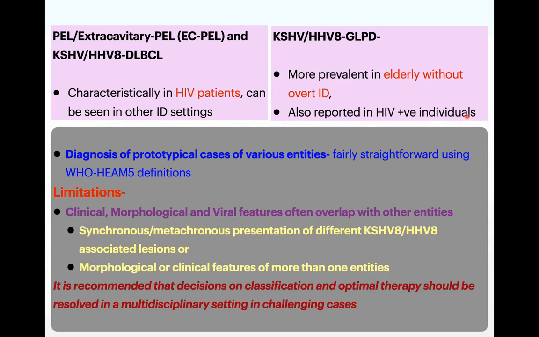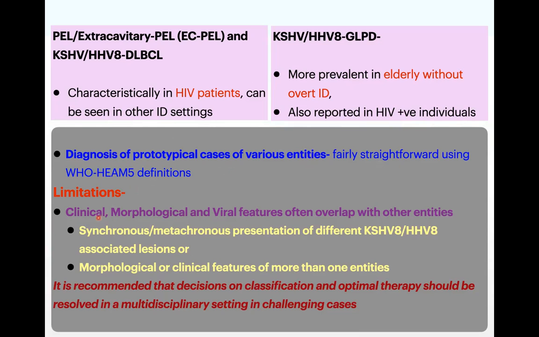So this category itself is a little bit confusing in the classification. I'll come to it when I describe the lymphoma and lymphoid proliferation associated with immunodeficiency. But just to briefly cover this, for prototypical cases of the various entities the diagnosis is fairly straightforward, including using these WHO-HAEM5 definitions, but there are certain limitations in this classification.